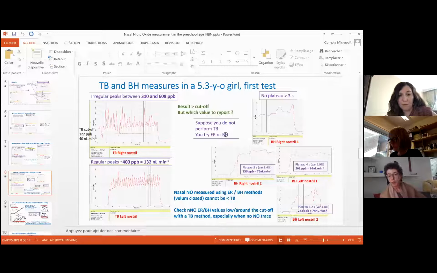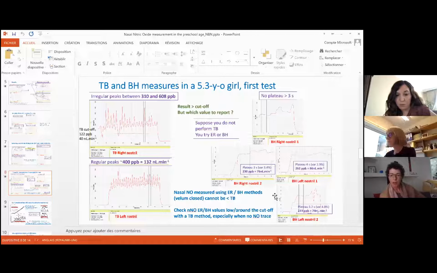So you could try to do breath holding, and the girl was able to perform some measurement with breath hold, with a plateau of more than 3 seconds, and the results were quite at the limit of the threshold, you know, just under or over the threshold. So you don't really know. So if you don't perform tidal breathing in this child and you just perform the breath hold, you don't know exactly if the result is higher than the threshold or not.